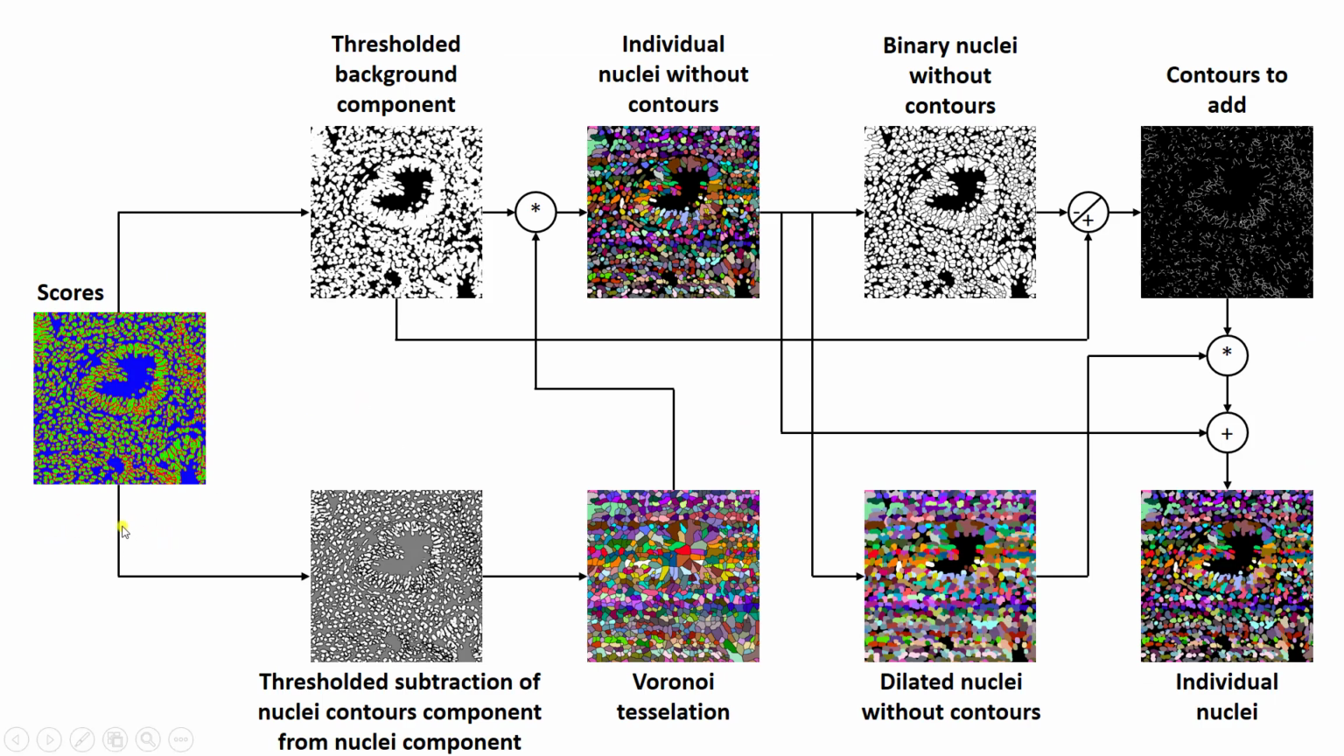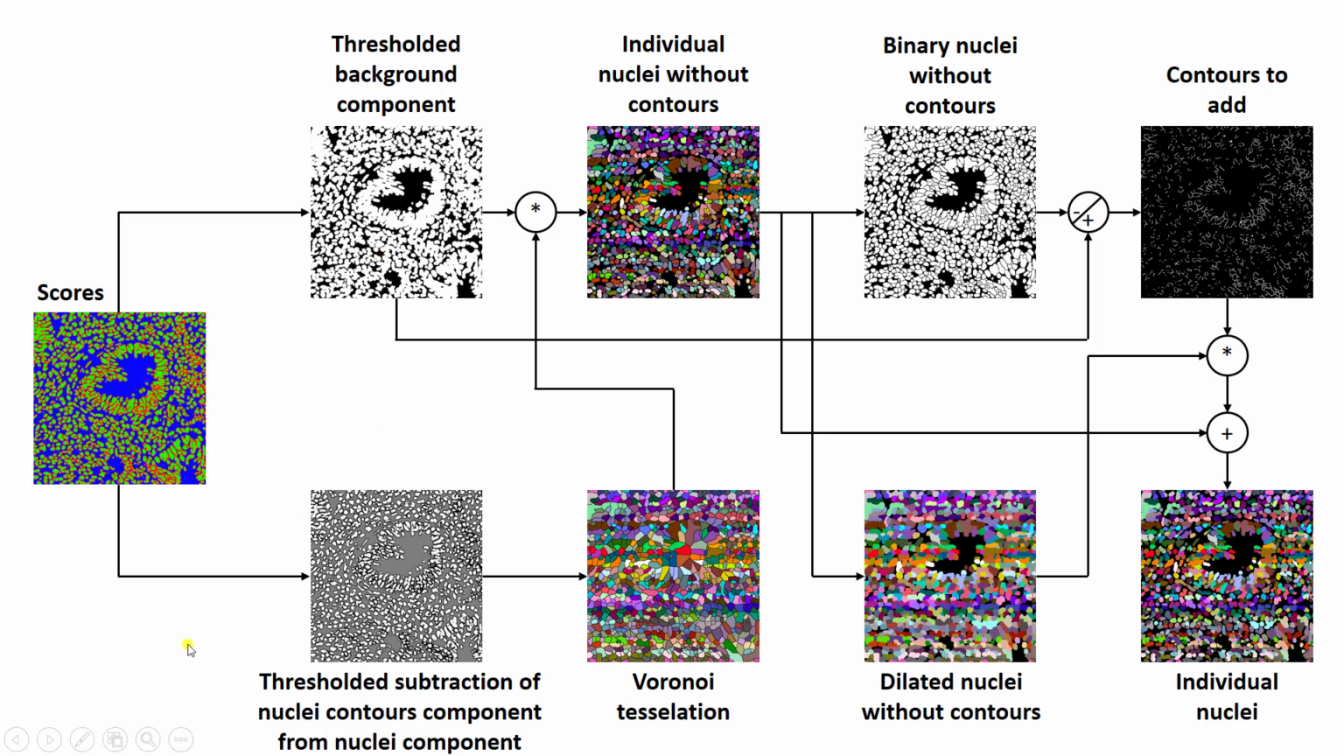If we start from the kind of results we have, scores, on one hand we can threshold the background component. If we look at the background, which is represented in blue here, all the pixels that have a very low score for background are very likely to be part of an object component. So that's how we're going to define the object component: it's going to be the thresholded background component. So here we have all the pixels that are part of nuclei, but they're not separated.